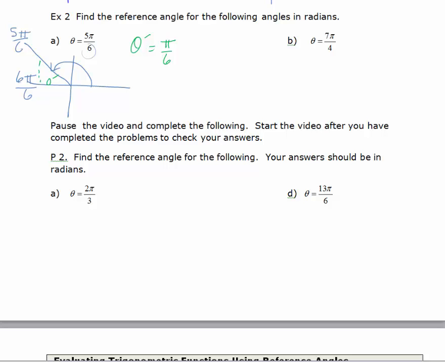We're going to draw the angle. But this time when I draw the angle, since the denominator is 4, I'm going to call pi the same as 4 pi over 4, and 2 pi would be 8 pi over 4. And so I can see now that if I want to draw 7 pi over 4, I'd be 1 pi over 4 short of 8 pi over 4. So if I drew my angle, this would be 7 pi over 4.